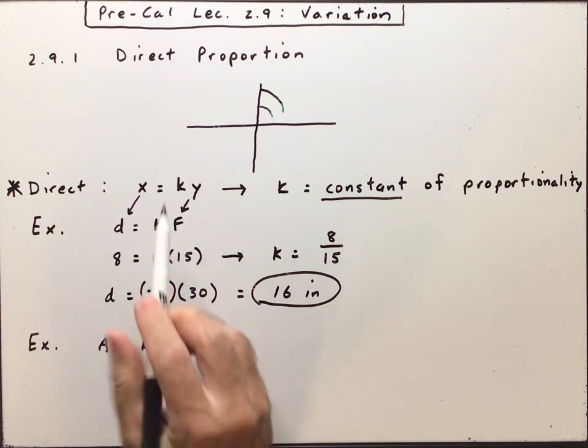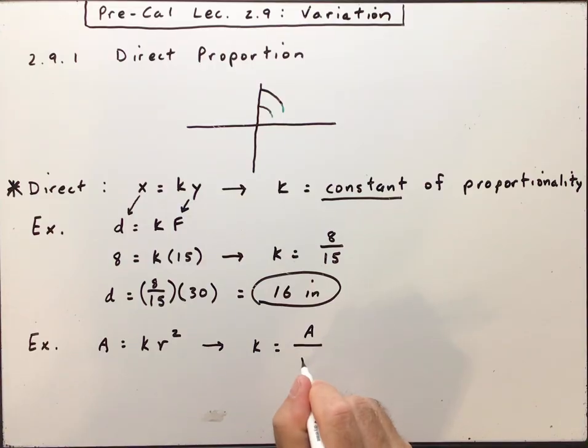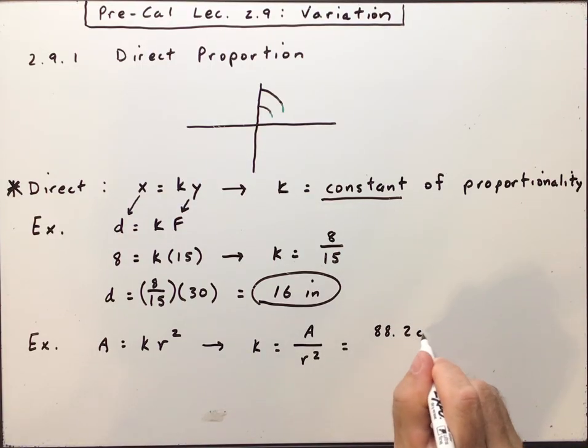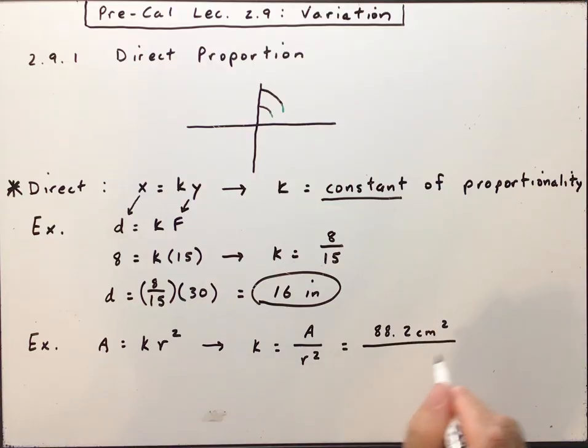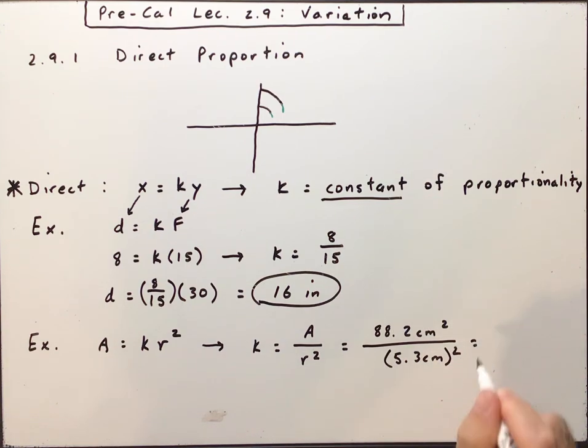All right? So we're just doing x equals ky. You're reading it left to right. Your equation is going left to right. So k then, solving for k, would be area over r squared. Well, it says our area is 88.2 centimeters squared. Our radius is 5.3 centimeters, but we have to square that. And then our centimeters squared, our units are going to cancel out.